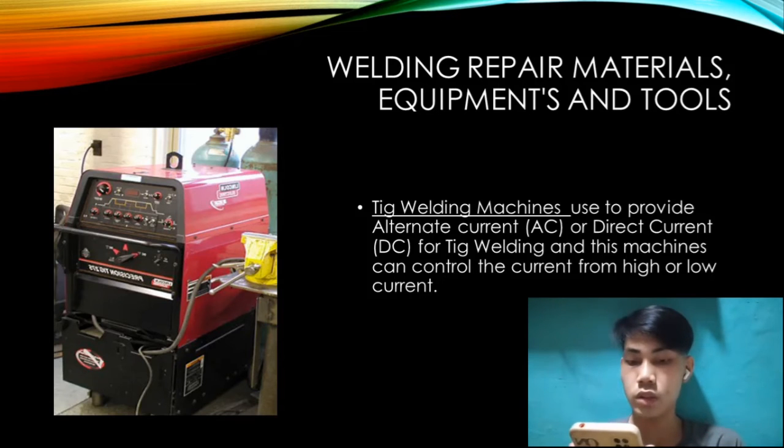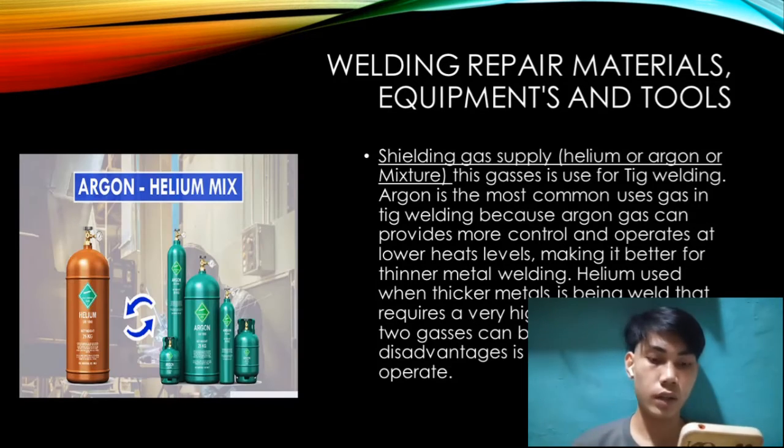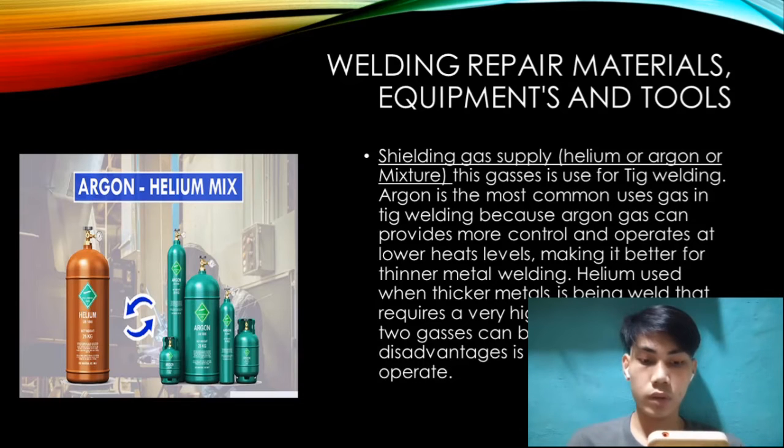First are the TIG welding machines. They are used to provide alternating current or direct current for TIG welding, and these machines can control the current from high to low. Next is the shielding gas supply, which contains helium or argon or their mixture. These gases are used for TIG welding.